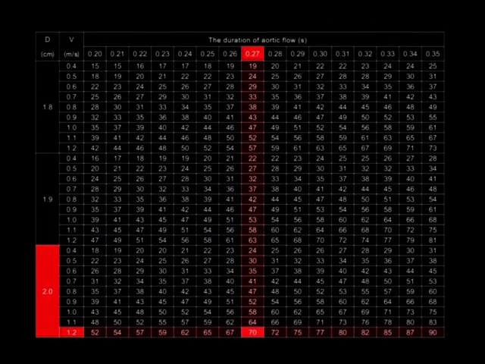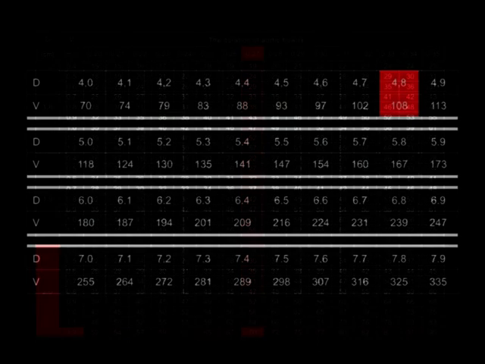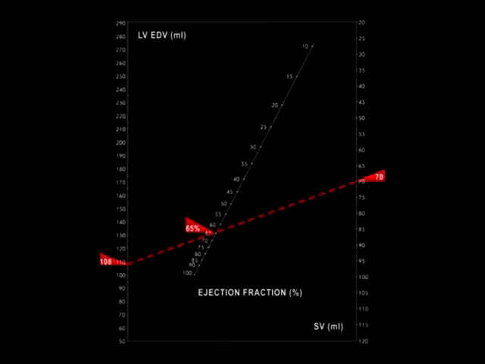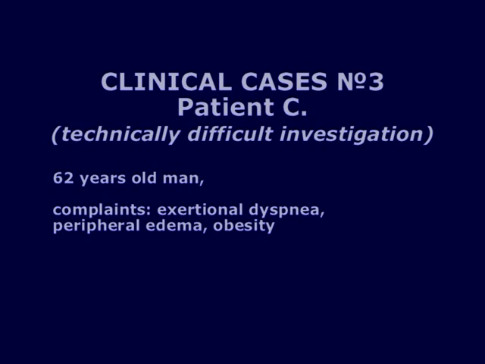The left ventricular stroke volume is 70 milliliters. The left ventricular end diastolic volume is 108 milliliters. The ejection fraction thus is 65%. In the third clinical case, we present patient C. The echocardiographic examination of this patient has been technically difficult.